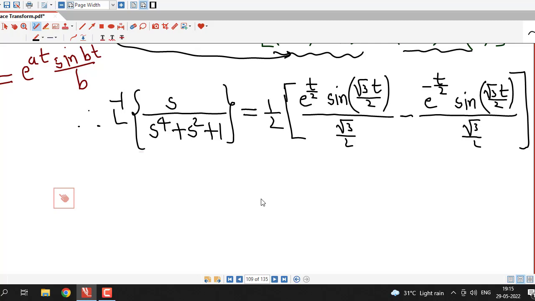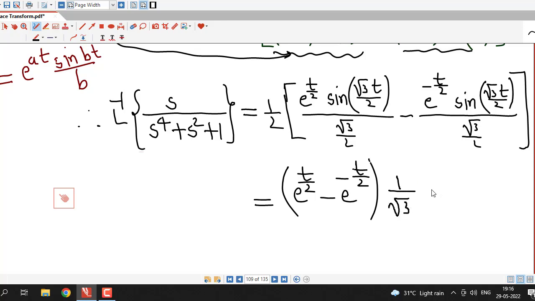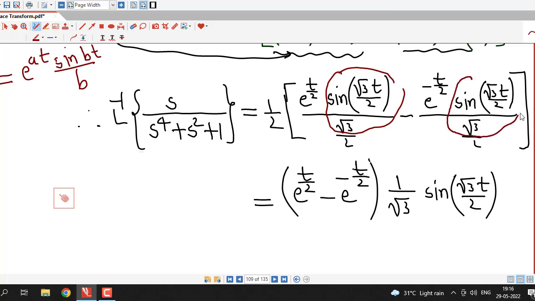and we can observe that this 1 by 2 will get cancelled, and we have this portion, we rewrite this as e raised to t by 2, and this sine root 3 t by 2 divided by root 3. This part is common, so we can write this as e raised to t by 2 minus e raised to minus t by 2 into 1 by root 3 times sine root 3 t divided by 2. So this part we have taken common, sine root 3 by 2 divided by root 3, that quantity is common in both the terms. This 1 by 2 will cancel out with this 1 by 2, and we have e raised to t by 2 minus e raised to minus t by 2.